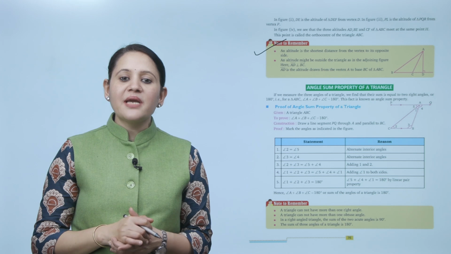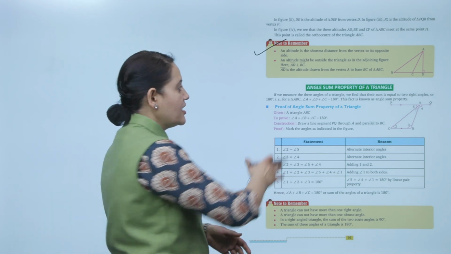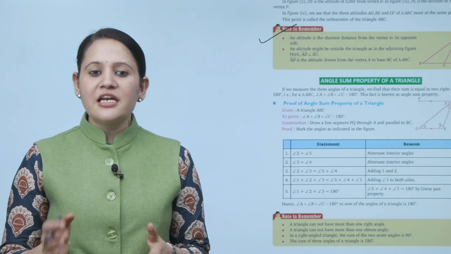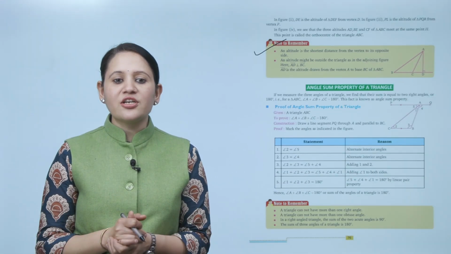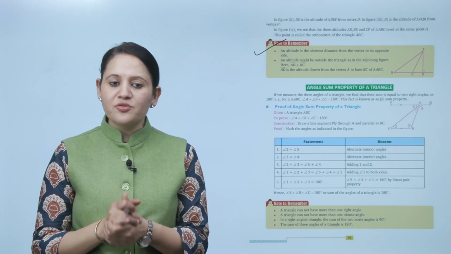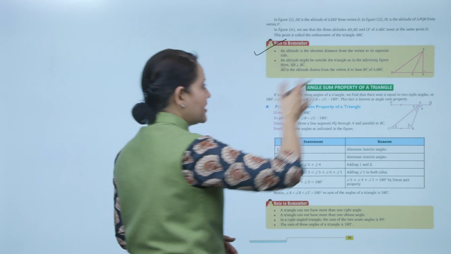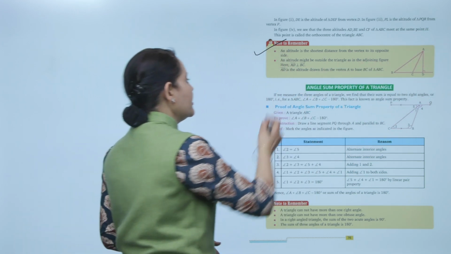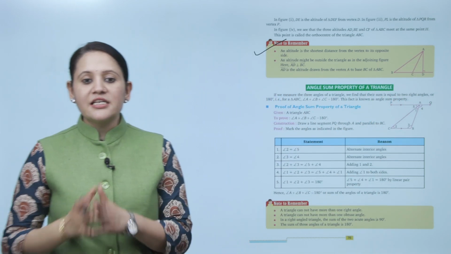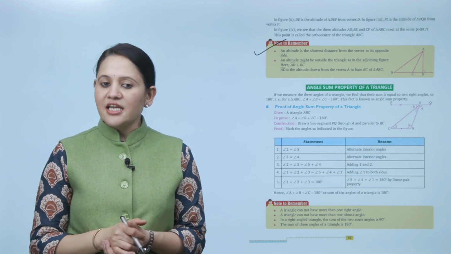An altitude might be outside the triangle as in the adjoining figure. So here it's outside the triangle. Clear? Here AD is altitude, means perpendicular to BC. Here AD altitude is outside the triangle and it is perpendicular to BC. This is BC, it is perpendicular to this. AD is the altitude drawn from the vertex A to the base BC of the triangle ABC.